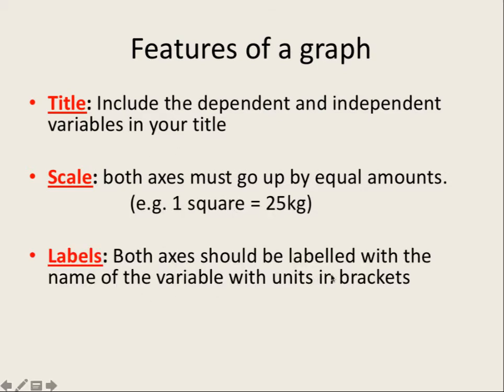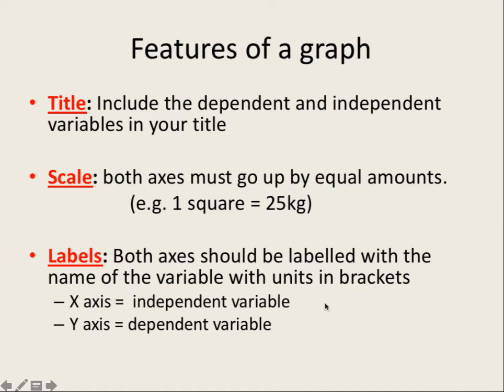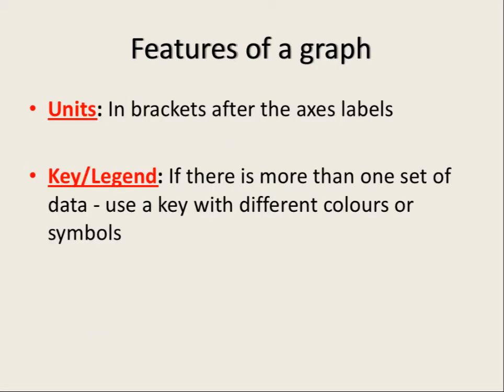Both axes should have labels, and if there are units, then they should be in brackets next to them. Remember that your y-axis is your dependent variable and your x-axis is your independent variable. X-axis is the variable that you are changing, y-axis is the variable that you are measuring. If you are having a line graph and there is more than one set of data, then you will need to have some sort of a key or a legend that indicates which data set is which.